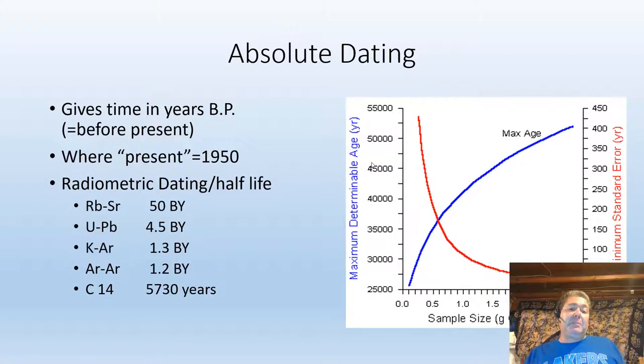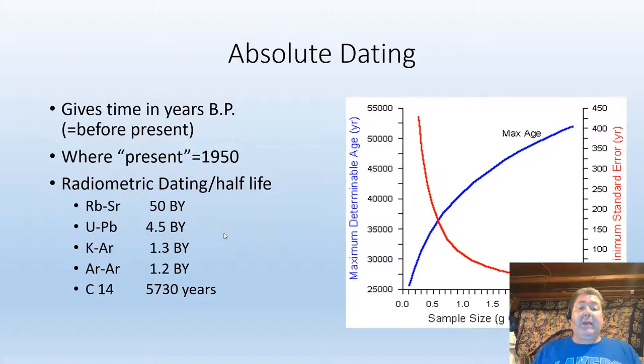There are a bunch of different types of radiometric dating. Carbon-14 is probably one you've heard of. Argon-argon, potassium-argon, uranium-lead, rubidium-strontium. These are all different things that we can date. Basically, these are all radioactive elements that decay, and they decay at a known rate.